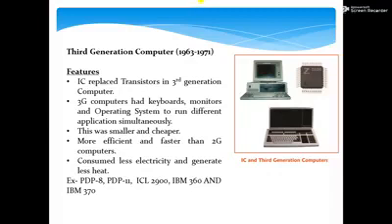Next one is 3G computer had keyboards, monitor and operating system to run different applications simultaneously. This was smaller and cheaper, which means third generation of computer was smaller and cheaper than first generation of computer and second generation of computer. More efficient and faster than second generation computers. Consume less electricity and generate less heat.